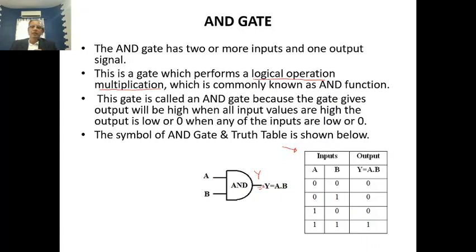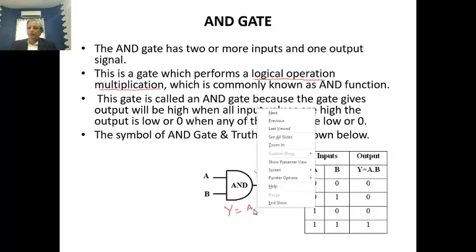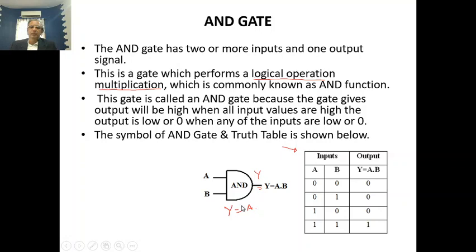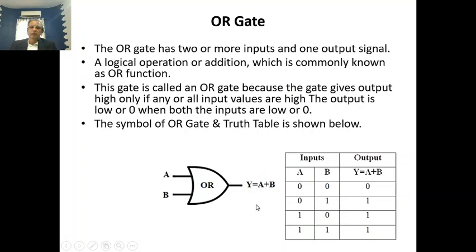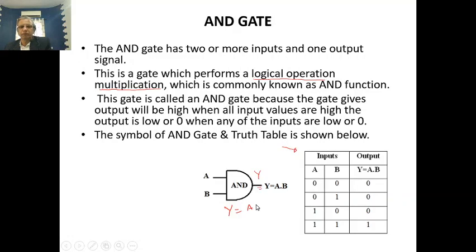And this equation, y equal to a dot b, this dot means AND operation, and this is logical multiplication. This is called the logical expression for the AND gate.